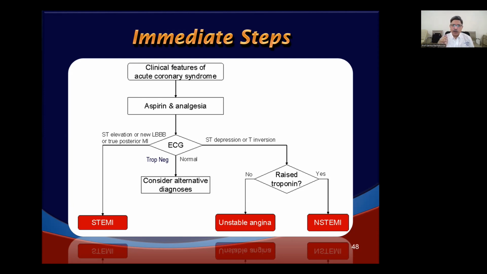If the TROP is normal, you should not discharge the patient. You have to keep him for 8 hours, repeat the TROP. If the repeat TROP also is negative, if there are no new changes in the ECG, if the patient's symptoms have regressed, you can discharge him with a non-cardiac diagnosis. This is the minimum algorithm all of you should know. Minimum algorithm.